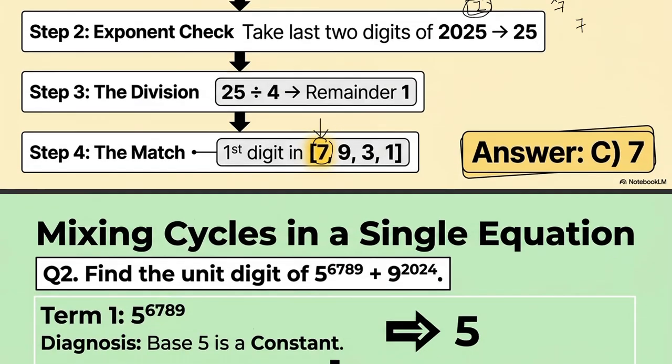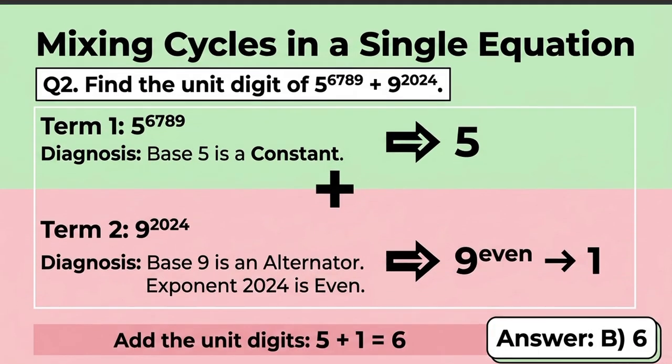Look at the next question. We have to find the unit digit of 5 to the power 6789 plus 9 to the power 2024. The first number is 5 to the power 6789. The base number is 5. We know that 5 to the power any number has unit digit 5 only. Look at the second number, 9 to the power 2024.